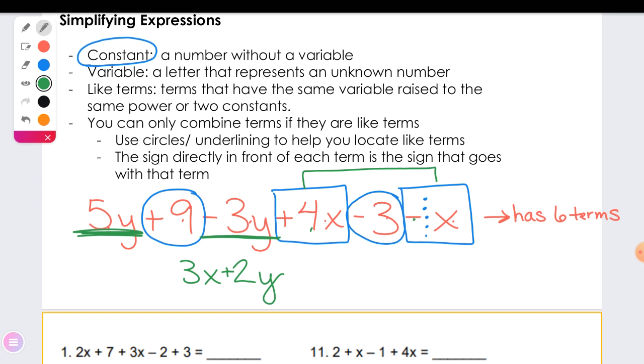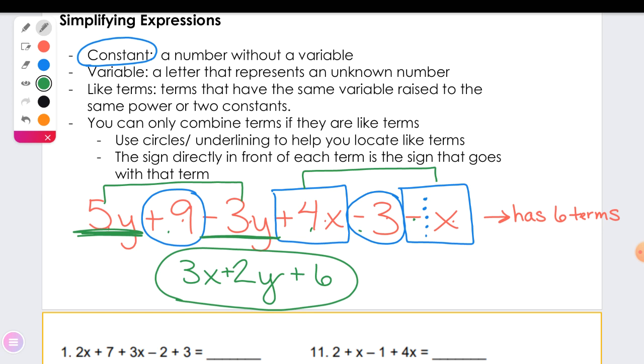Do we have any other terms that we have not accounted for yet? Jack? So not just the negative 3. So we've taken care of the x's and the y's. Yeah, so now we have 9 minus 3. Sophia, what is 9 minus 3? 6. So we would just put plus 6. This is what you guys would call our answer. Technically, it's not an answer. That's just a simplified expression.